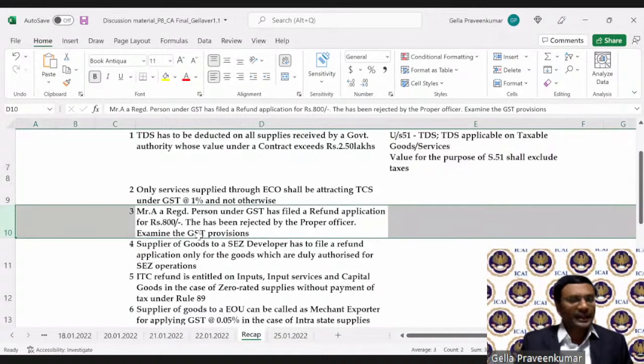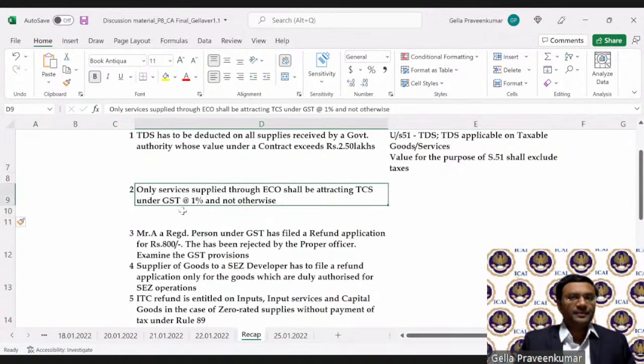Let's move to the second question. Let me see. Hope this Excel file is visible, students. You are able to see the Excel file along with the questions clearly. So far, so good. No one has raised the issue that Excel is not visible. Great. Now, let us look at the second question.